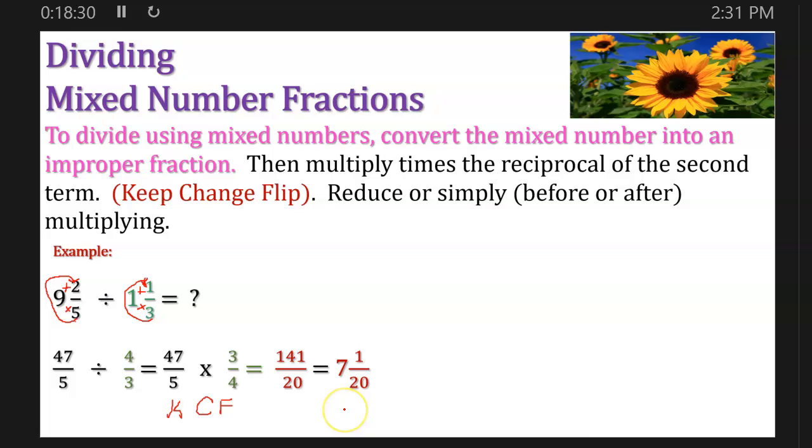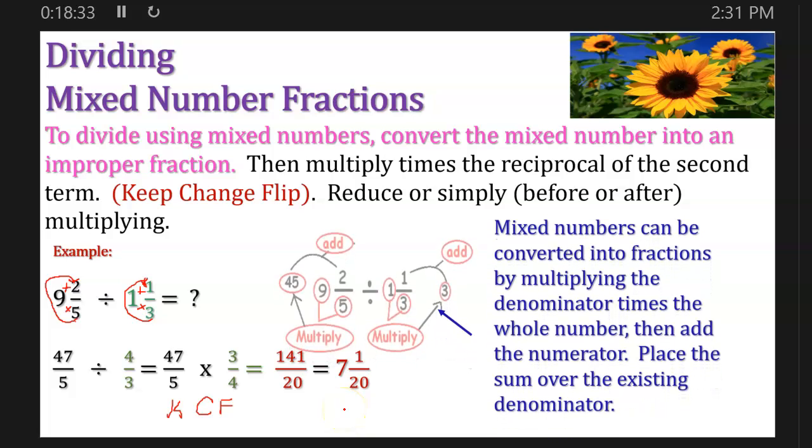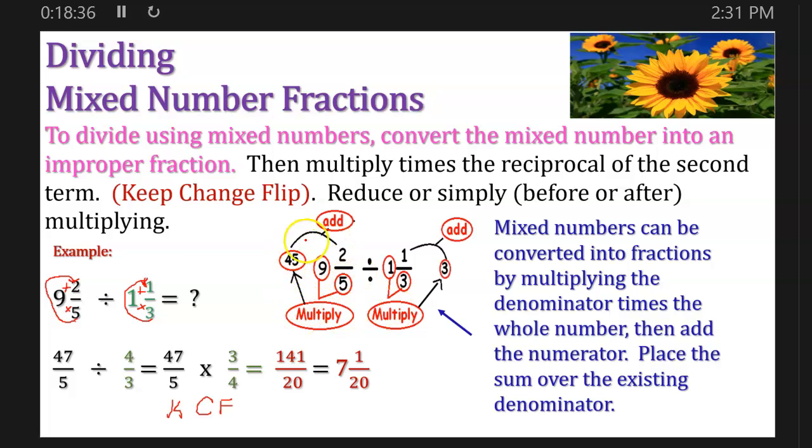And then to turn this back into a mixed number, you need to convert it using that around the world method that we did here. Or I'm sorry, to turn it back into a mixed number, we would divide. So it would be 141 divided by 20. So 20 goes into 141 7 times, because 7 times 20 is 140. And that's going to give us 1 remainder. So remember, the 7 up here is our whole number. The 1 is our numerator, and then the existing denominator will go here.